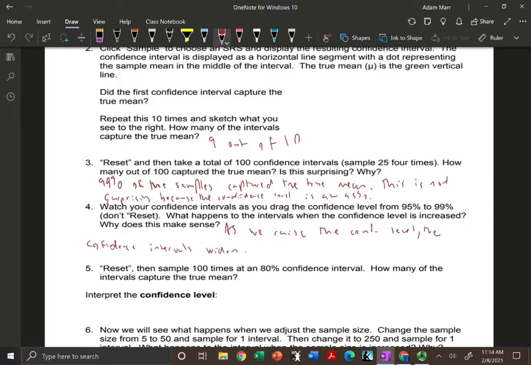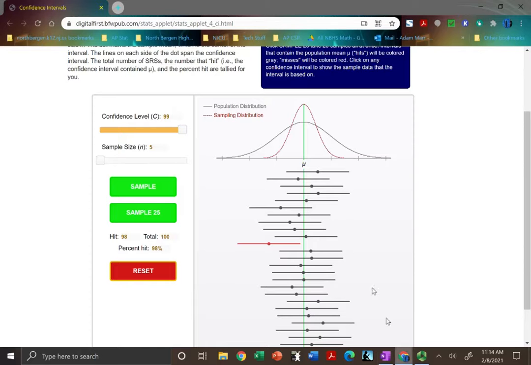Well, let's think about this. If we're more confident right here that we're going to hit the true mean, that means we have to widen. Let's look at this right here. If we're 99% confident, that means we better widen all these intervals because we have to have a better chance of hitting the true means. If we widen all these intervals, then in this case, only one of them did not hit.